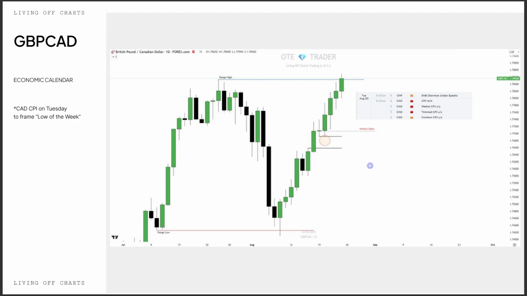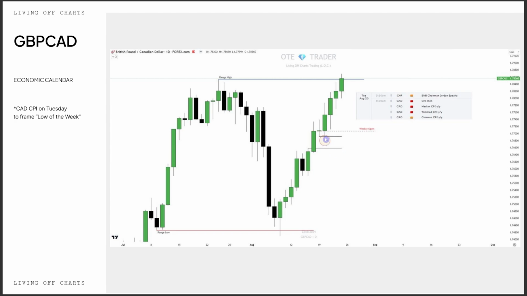Now, why is that important? Because we can frame the high or low of the week using the economic calendar. Now, on Tuesday, we had CAT CPI, right? So this is high impact news. Now, using the economic calendar as a roadmap of where the low or the high of the week is formed, we can use that specific day to see if it taps into a key level.